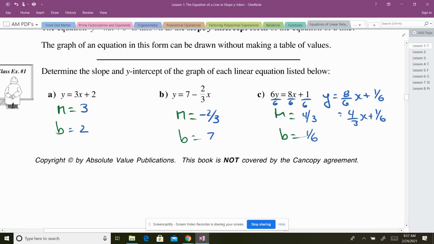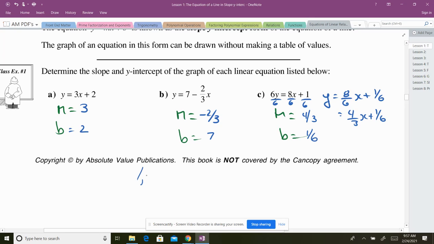People get those? I feel like everybody's going to get the first two, and then the last one. What do you have to do for the last one? Put it in lowest terms. And you have to divide the 6 off. Are we good?